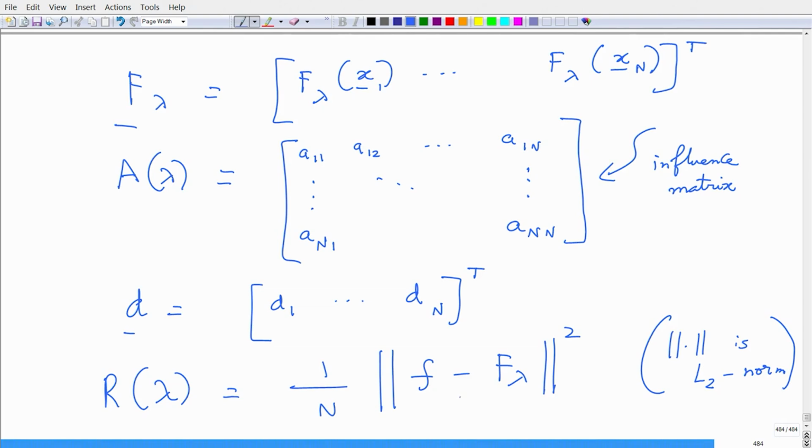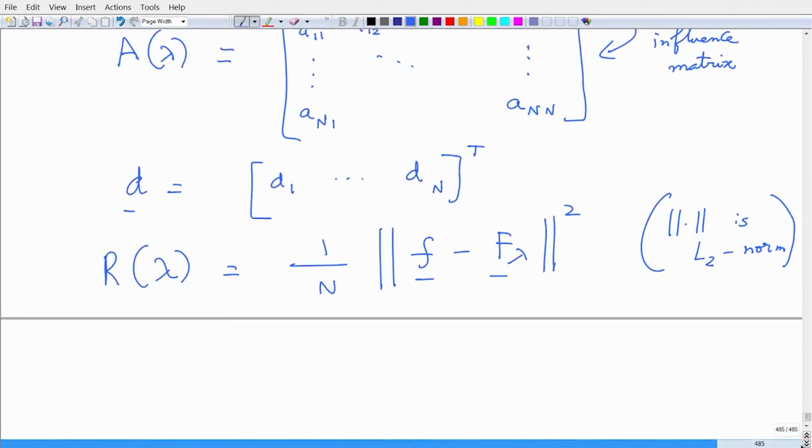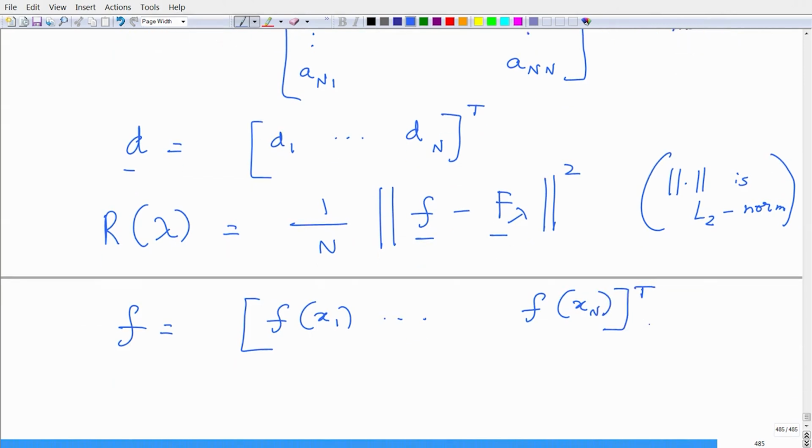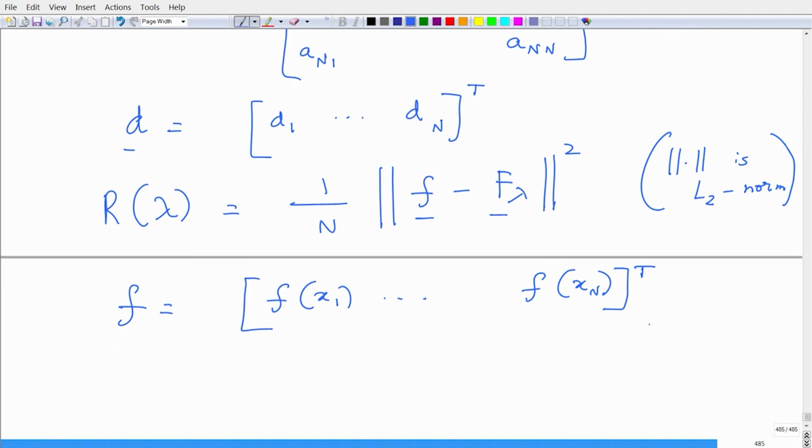Now I omit the bar sometimes. So if I remove it, it is implied that we mean that it is a vector here, right. I did not specify what small f is. So this f, as you can expect, is nothing but f of x1 so on till small f of xn. Okay. So this sets the problem up.